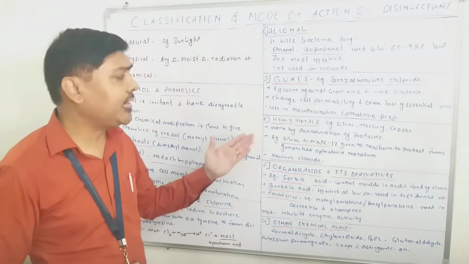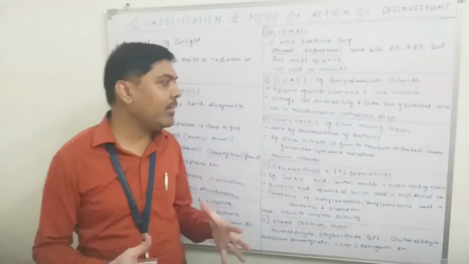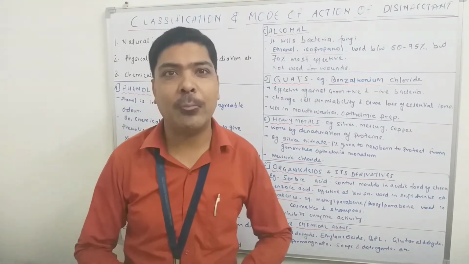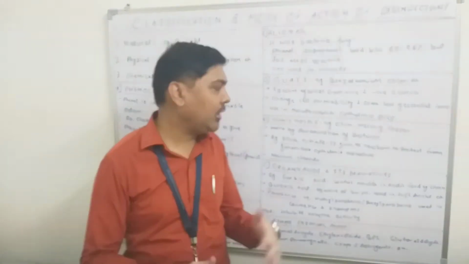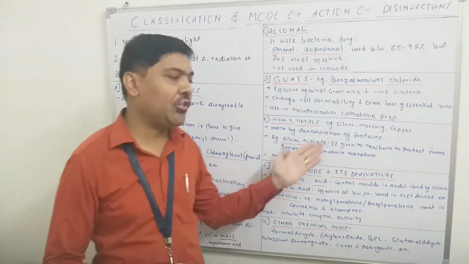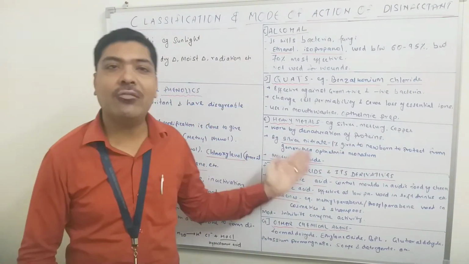Now coming to the next disinfectant, which is called heavy metals. Different heavy metals like silver, mercury and copper are widely used for the purpose of disinfection. The basic mechanism by which these heavy metals work is generally the denaturation of proteins. Now the common example includes silver nitrate.